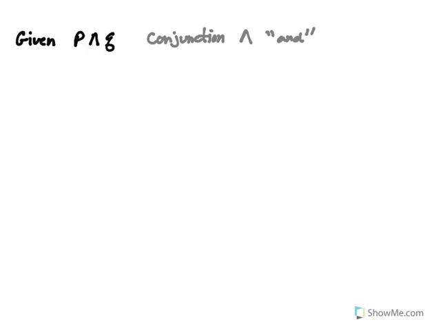So a simple example I can write is: I like carrots, and I like celery. All right.